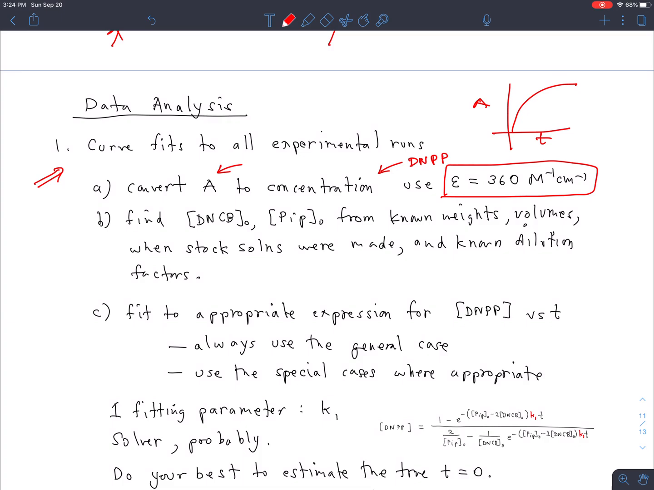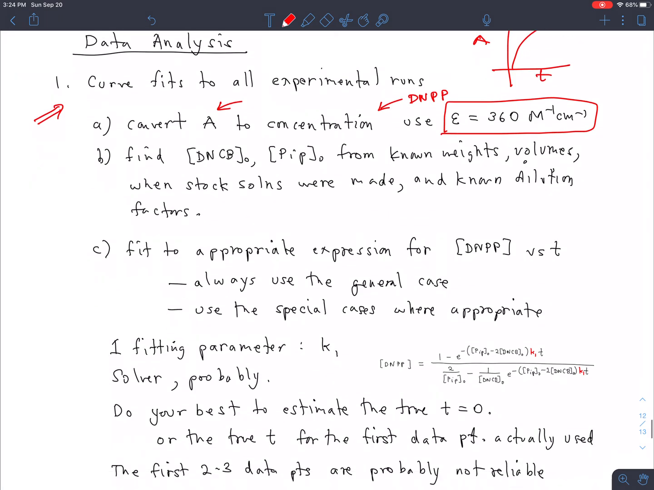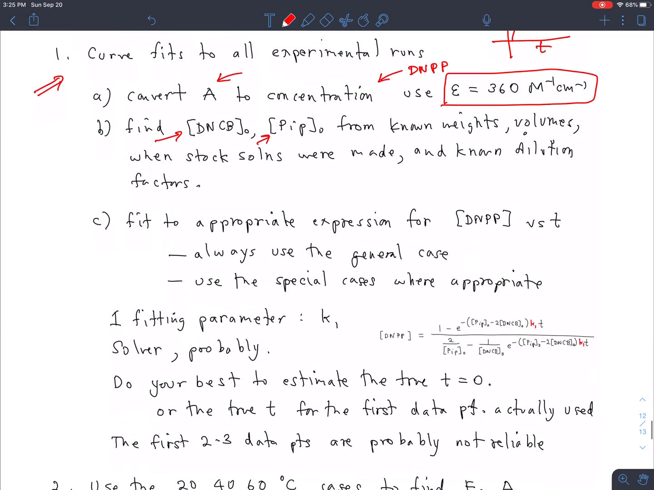So you'll have a column of numbers in your Excel spreadsheet, and you'll use a formula to convert that column into a column of concentrations right next door probably. You'll need the initial values for the DNCB and piperidine concentrations. Those vary from experiment to experiment, but since you know the dilution factors and also know the initial concentrations from the stock solutions, that's easy to do.